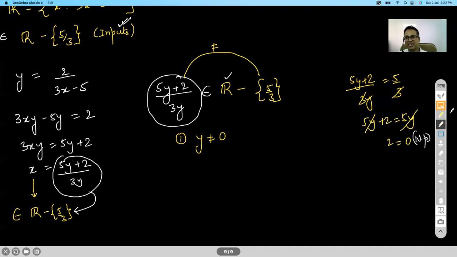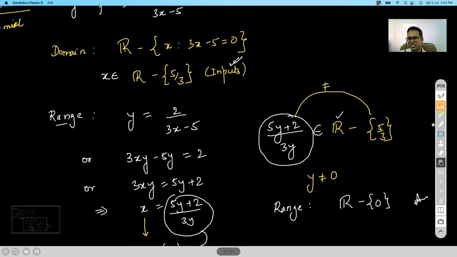So from here, I do not get anything to exclude, correct? So here I cannot exclude anything because this expression, no matter whatever value of y you take, can never become a 5/3. So the only value which I need to exclude is 0. So what happens to my range? Range becomes all real numbers excluding 0. Okay. So this is your answer for the range. And this is your answer for the domain.